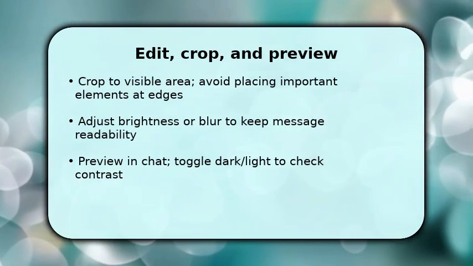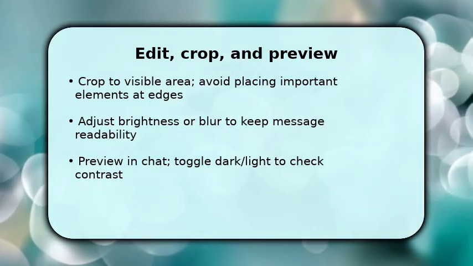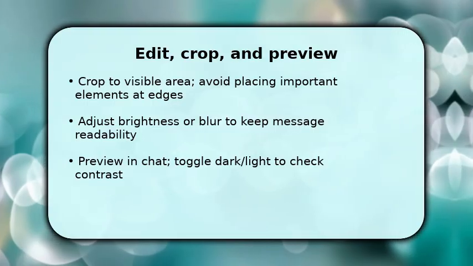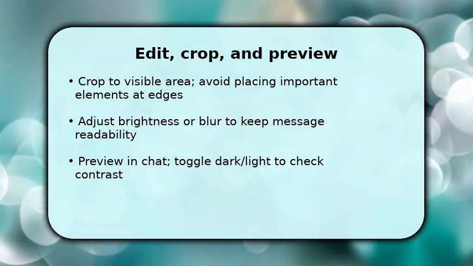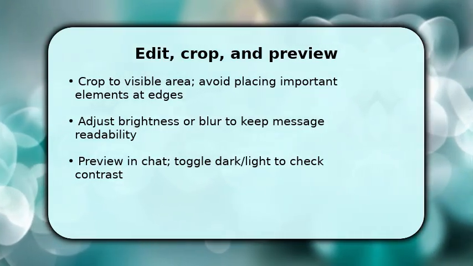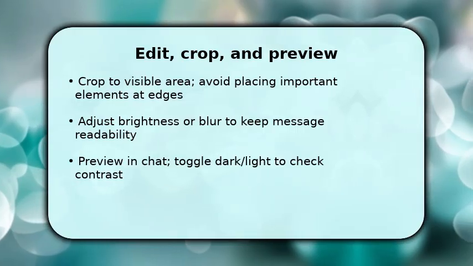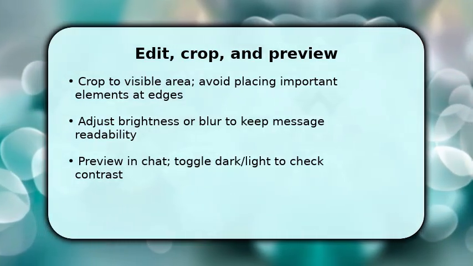Crop to the center, remove busy edges, and increase contrast slightly. You can apply a mild blur or dim overlay inside your photo editor to prevent text from becoming lost against a patterned background. Once edited, return to WhatsApp's wallpaper picker, choose the edited file, and use the preview to inspect message bubbles, timestamps, and icons.